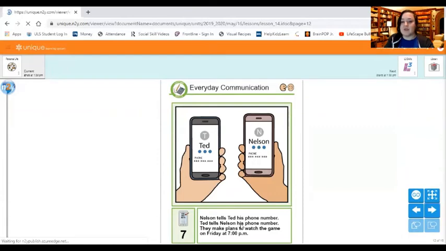Nelson tells Ted his phone number. Ted tells Nelson his phone number. They make plans to watch the game on Friday at 7 p.m.